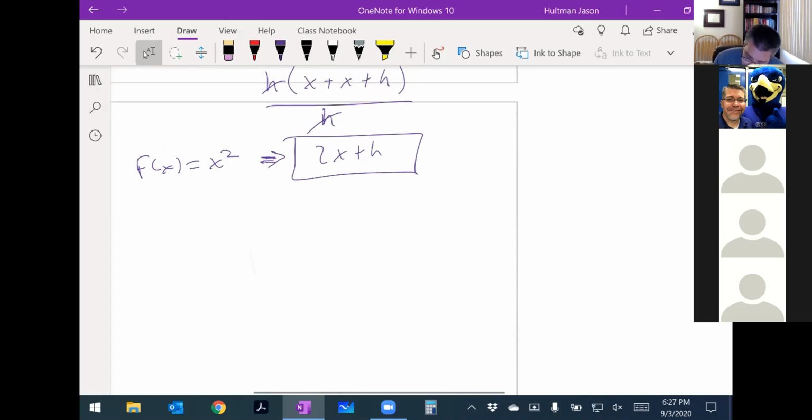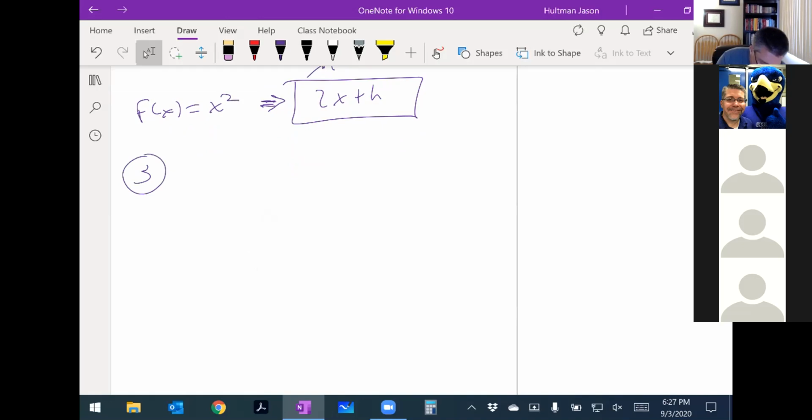Okay, number 3. For f of x is equal to 1 over x, find the difference quotient.